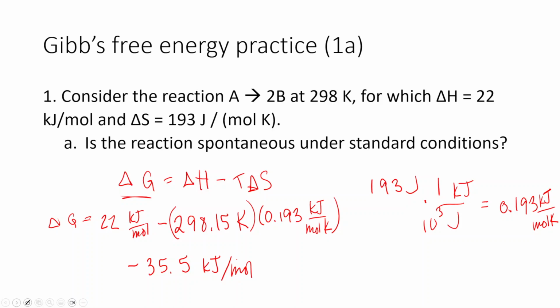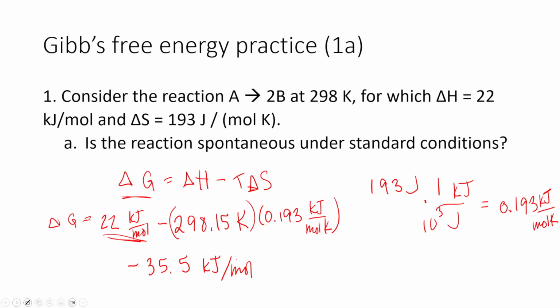The other way you could have maybe done this is by changing the kilojoules per mole in your H term to joules per mole, but then if you did that, everything would be in joules per mole at the end, and you'd have to switch back to kilojoules. So this way is sort of faster, because you're starting out with the units that you want to end up with.